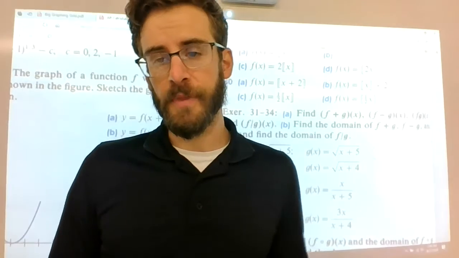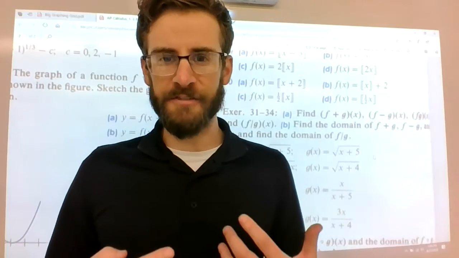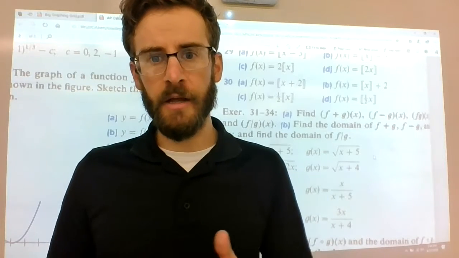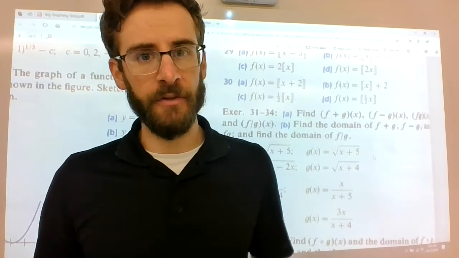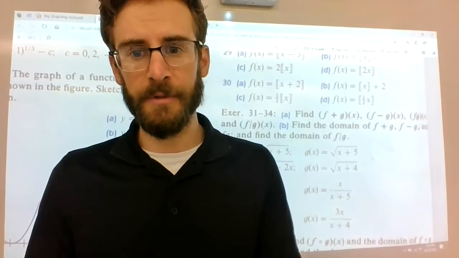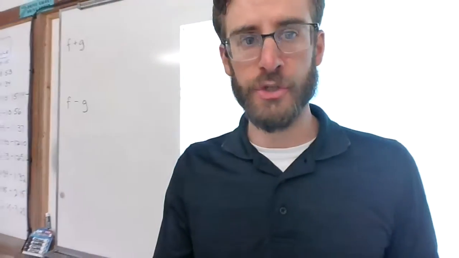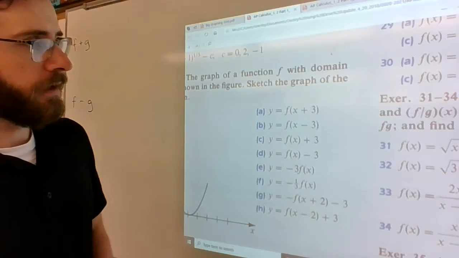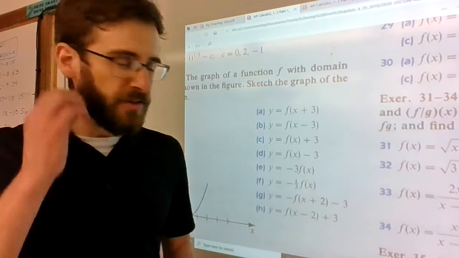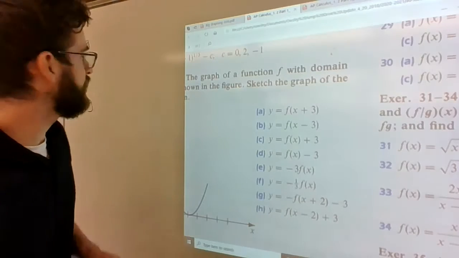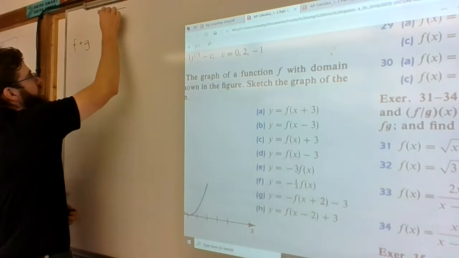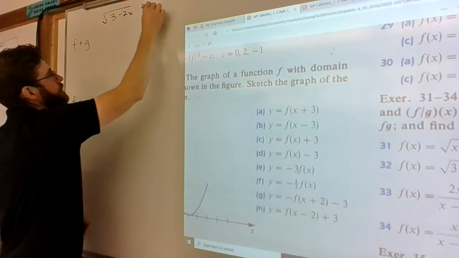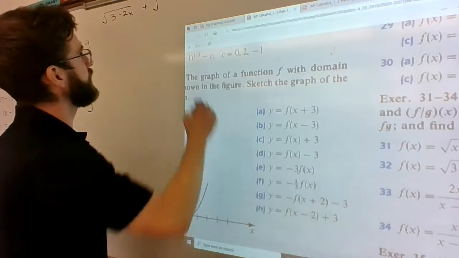It's asking us to find not the composite functions, but just the operations of adding two functions together, subtracting, multiplying, and dividing, and then finding their domains. I'm only going to do one example of this, and we're going to look at 32. So the first thing I'm going to do is talk about adding and subtracting. So the two functions are root 3 minus 2x and root x plus 4.